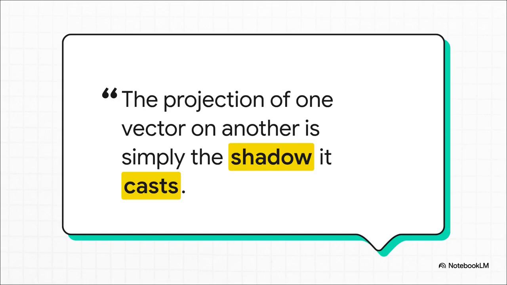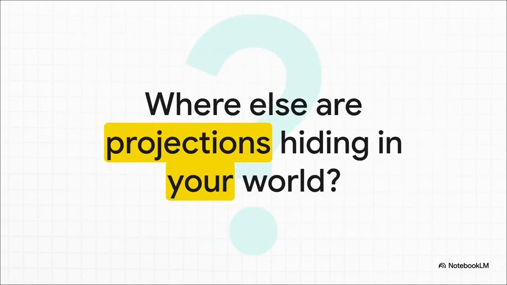So look, if you walk away remembering just one thing, let it be this. Don't get bogged down by the formulas or the jargon. At its very heart, a vector projection is just a shadow, a simple idea that's incredibly powerful. So there you have it. The next time you see your own shadow trailing behind you, maybe you'll think about the vectors at play. Now that you have this idea, this mental model, where else can you spot a projection hiding out in your world?